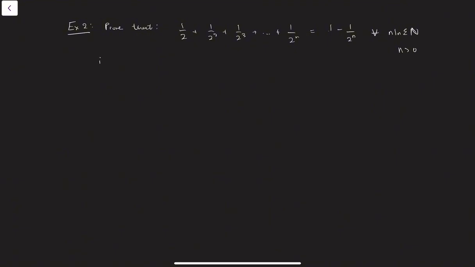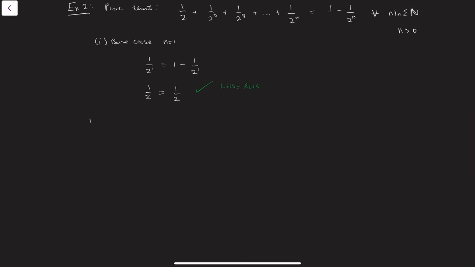Again, the first step is to prove that this works for the base case, so n is equal to 1. We have 1/2 raised to 1 is equal to 1 minus 1/2 raised to 1. Well, this is 1/2, and we can clearly see that the other side is 1/2. So this is true. The left-hand side is equal to the right-hand side. I'll go a little bit quicker for these next examples, just so we don't spend too much time, but I'll still explain my steps.